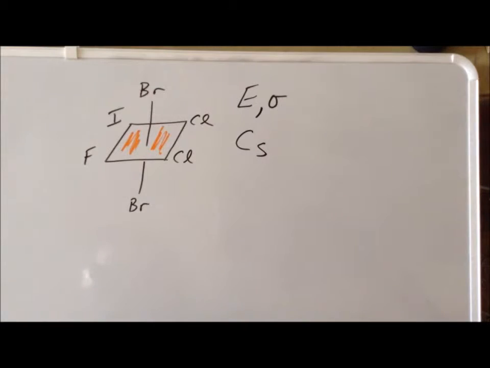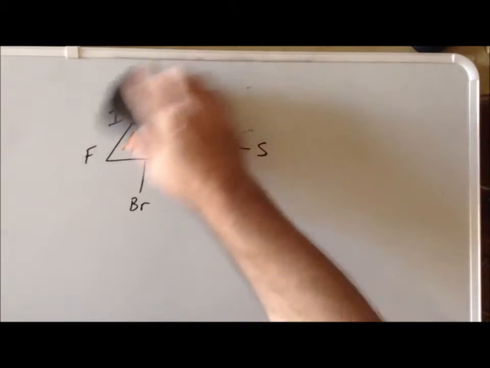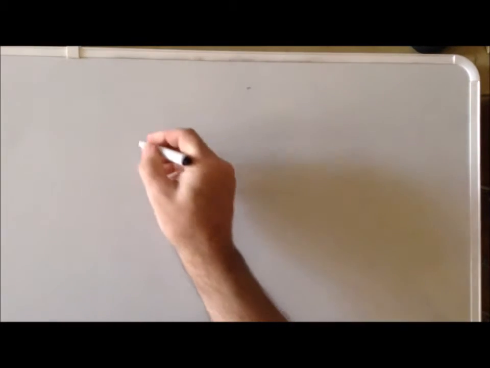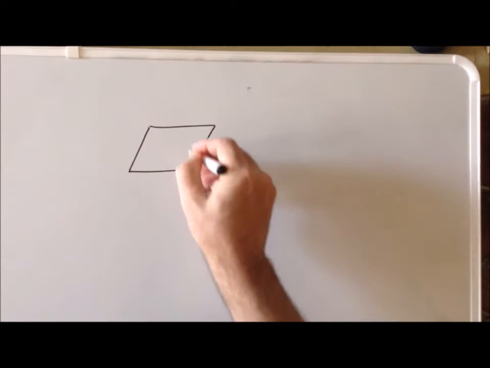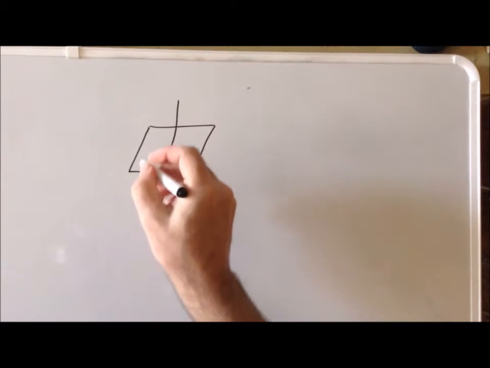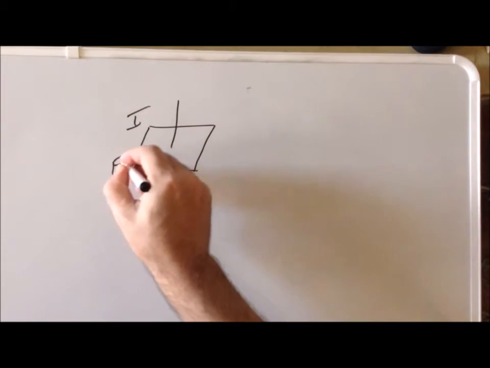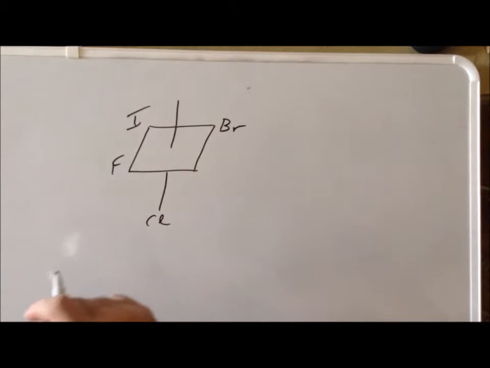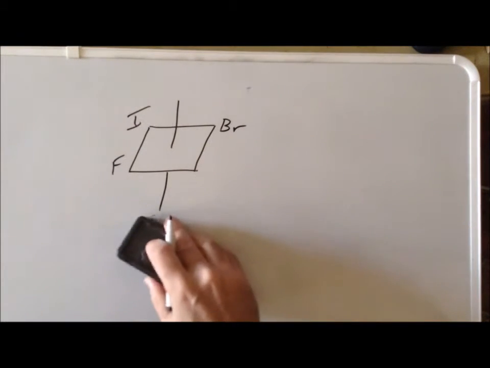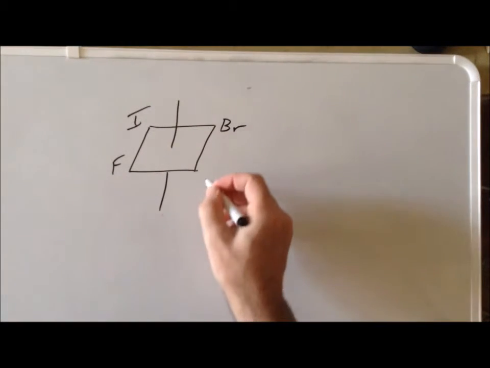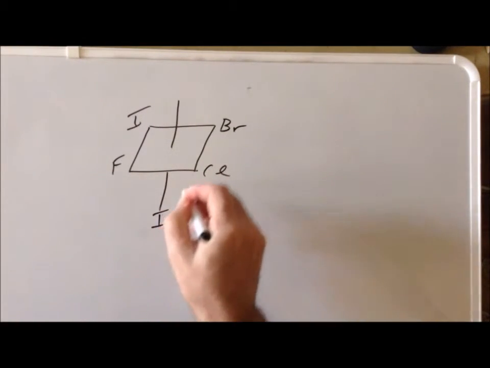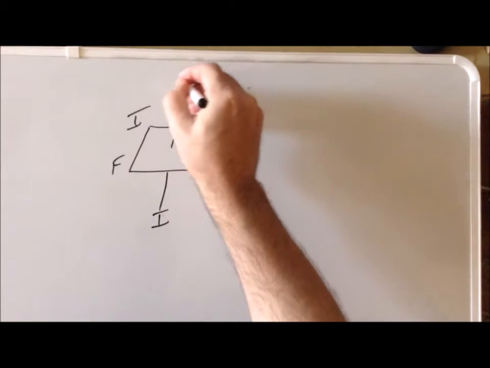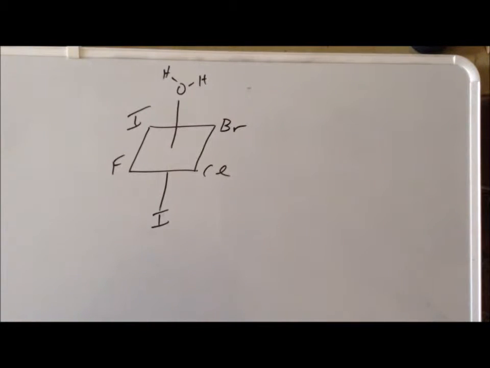Let's see if we can come up with any other substitutions that will lead to a different point group symmetry. So here's another example. Here we've added water, which is a very common ligand for transition metal complexes, at one of the positions.